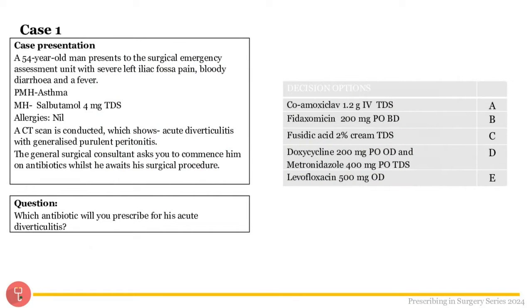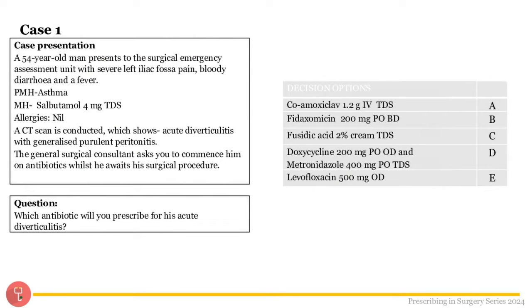A 54-year-old man presents to the surgical emergency assessment unit with severe left iliac fossa pain, bloody diarrhea, and a fever. He has a past medical history of asthma, for which he takes salbutamol 4 milligrams TDS, and he has no known drug allergies. A CT scan shows acute diverticulitis with generalized purulent peritonitis. The general surgical consultant asks you to commence him on antibiotics whilst he awaits his surgical procedure. So the first question is, which antibiotic will you prescribe for his acute diverticulitis?